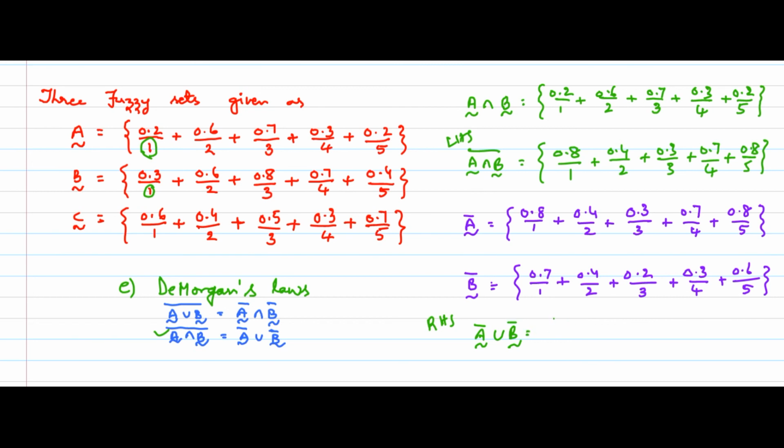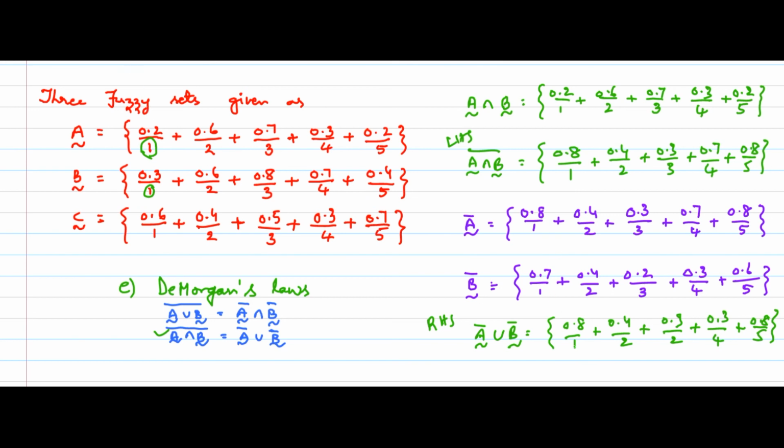As we know, union means the maximum out of these two, A bar and B bar. So the maximum out of 0.8 and 0.7 is 0.8, and the maximum out of 0.4 and 0.4 is 0.4. The maximum of 0.3 and 0.2 is 0.3. The maximum of 0.7 and 0.3 is 0.7, plus the maximum of 0.8 and 0.6 is again 0.8. So these are the values.